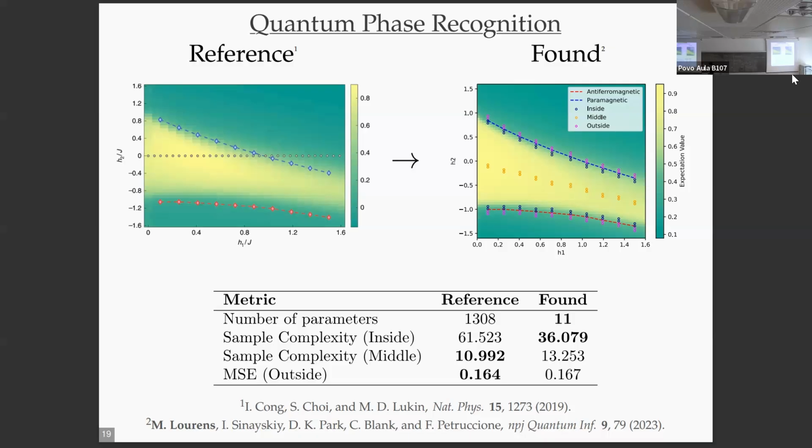And I use the same colors here. If you look at these other metrics, the sample complexity tells you how many measurements you need to perform to be 95% certain you are in the SPT phase. So for the sample complexity on the inside, which is where you're on the phase boundary but inside the SPT phase, that's where you want to be accurate. We need almost half the amount of measurements that they would. For the sample complexity in the middle, we need about 2 or 3 more measurements, and the SE is very comparable.